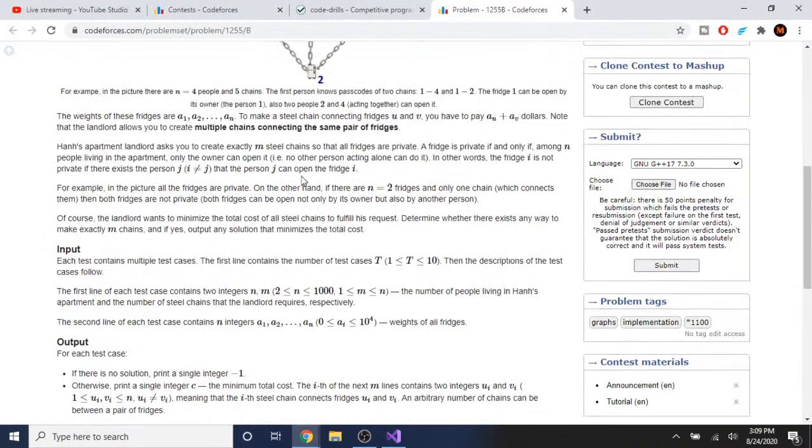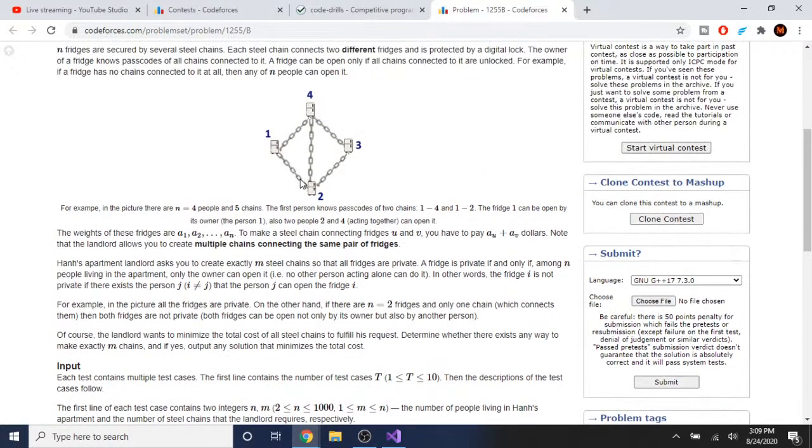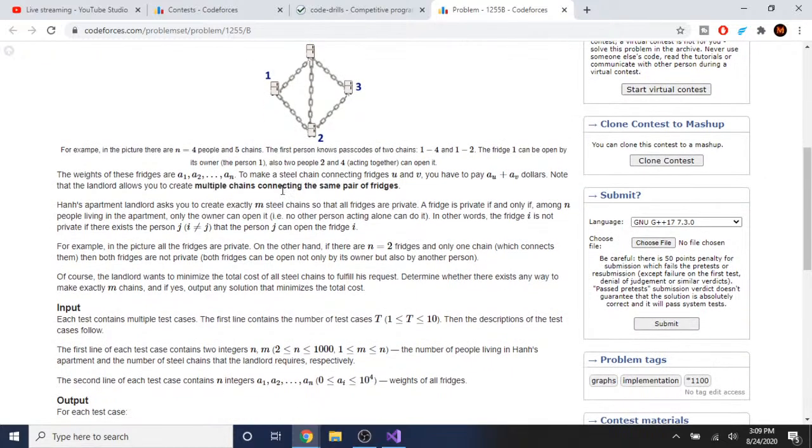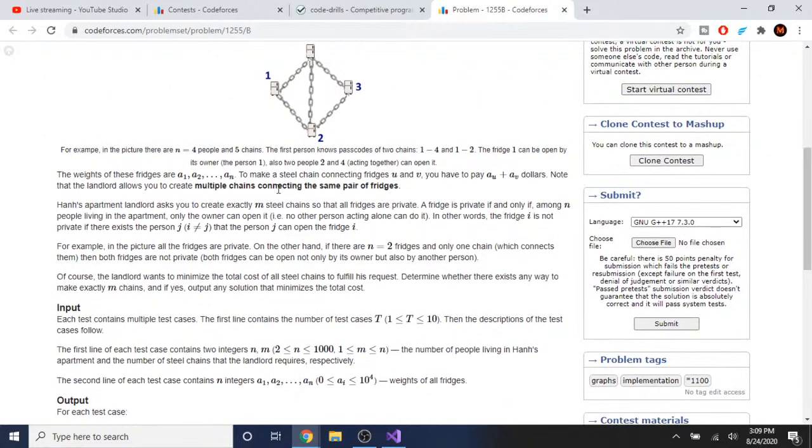Okay, let's see. Weights of all the fridges are A_1 to A_N. To make a steel chain connecting U and V, you have to pay A_U plus A_V dollars. Okay? Note the landlord wants you to create multiple chains connecting the same pairs of fridges. It allows you. Okay. So you want to create M steel chains so that all fridges are private.